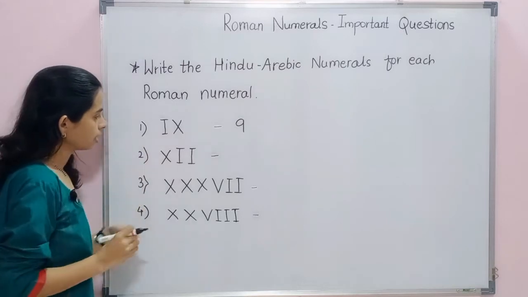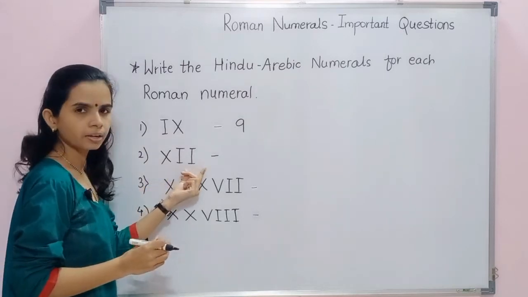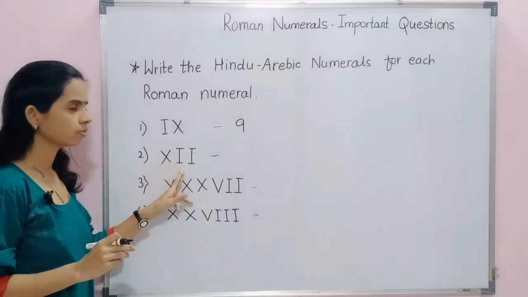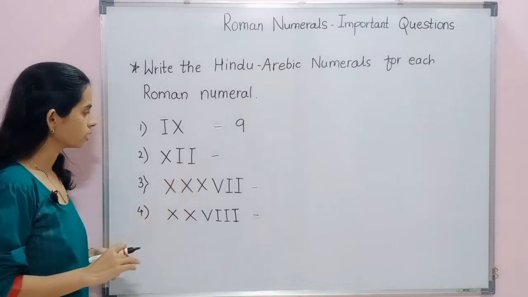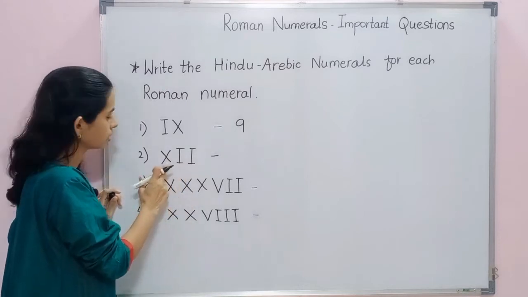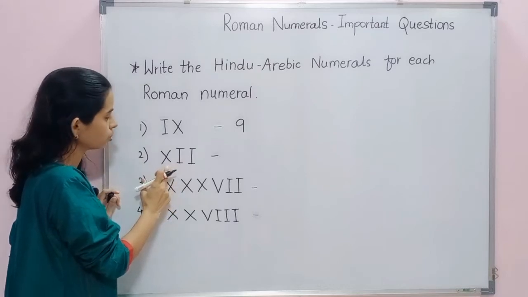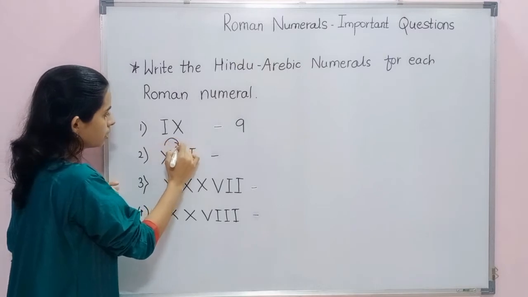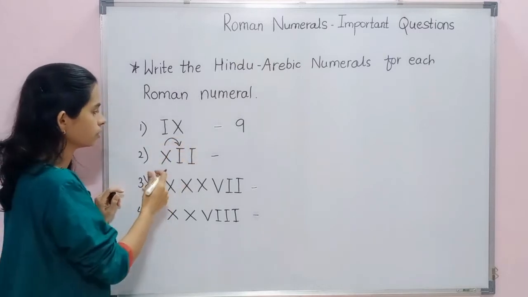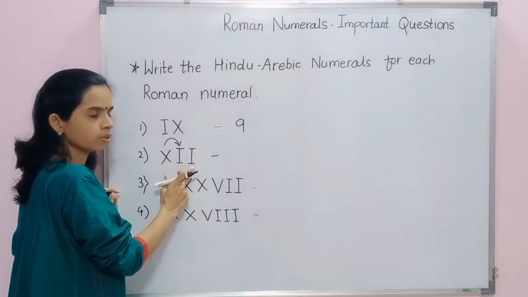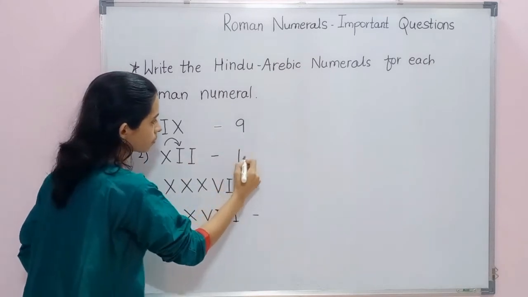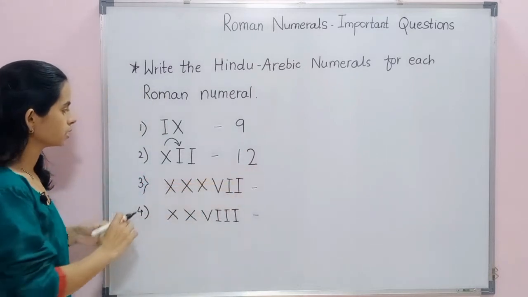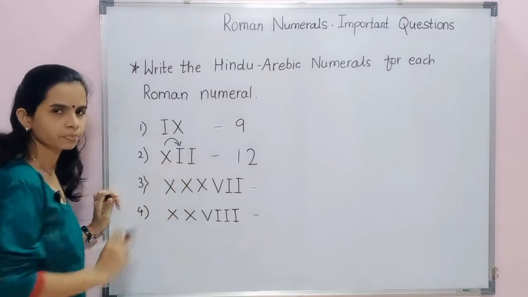Next, the symbol is XII. Here the value of X, that is 10, is greater than the value of I, that is 1. But here I is coming next to X. So we will add the value of I to the value of X. We will get 10 plus 1, that is 12. So 12 can be represented by the symbol XII.